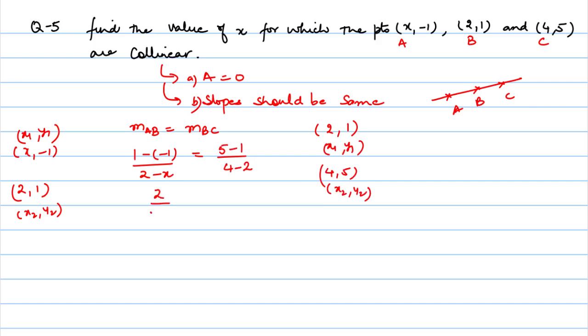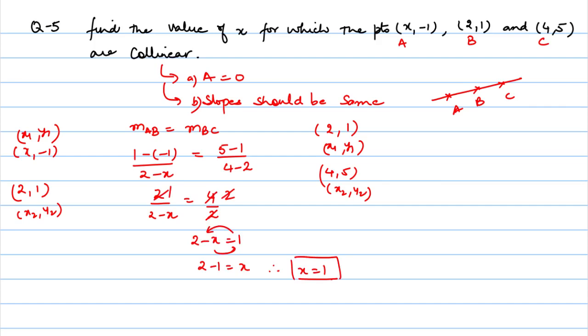We have 2 upon 2 minus x is equal to 4 upon 2. The 2 and 2 get cancelled, this 2 and 2 get cancelled, therefore 2 minus x is equal to 1. Transposing it, we have 2 minus 1 is equal to x, therefore x is equal to 1.